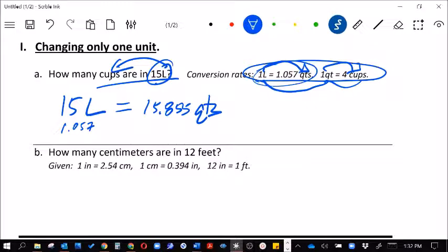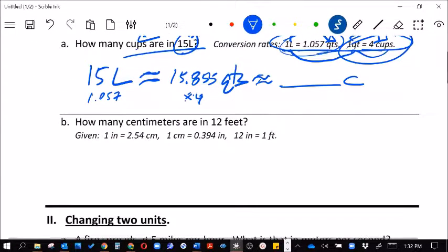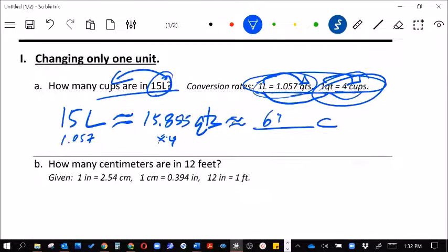But quarts is not what I want. Cups is. This one tells you that each quart is 4 cups. So if I have 15 plus of them, all I have to do is multiply by 4. So that's equal to, for cups, and this is also an approximation now, because even these conversion rates are approximations, so the approximate number of cups is 63.42.